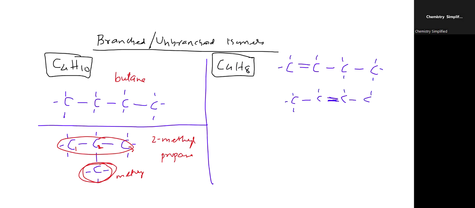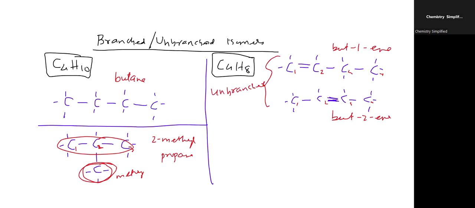Now naming wise, this is a chain of 4, so but. This is also a chain of 4, so but. There is an alkene here, there is an alkene here also. But here the alkene is at carbon number 1, like carbon number 1, 2, 3, 4. And carbon number 1, 2, 3, 4. So this will be but-1-ene because the double bond is at carbon number 1. This is but-2-ene because the double bond is at carbon number 2. These 2 are the unbranched isomers because there is no branching here.